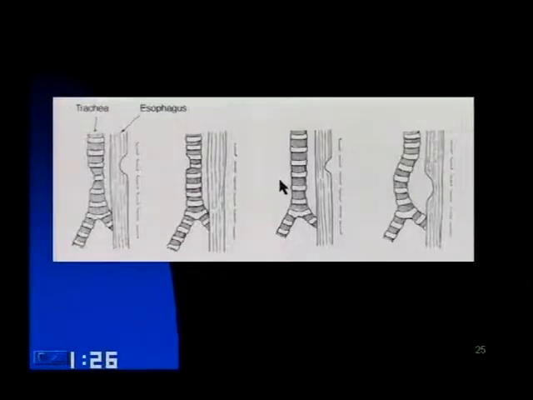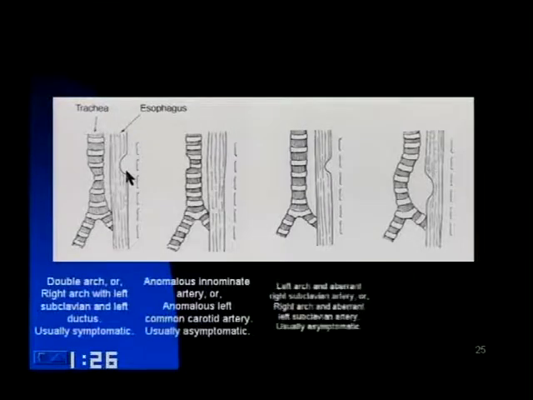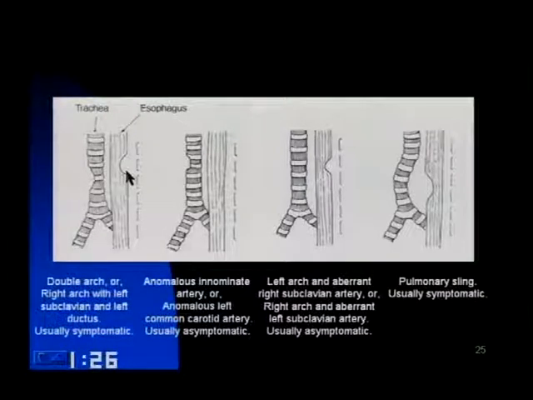A diagram here tends to drive a lot of folks nuts because you have to try to remember exactly what's happening and where. So we're looking at a lateral projection. Here's the spine, the esophagus, and the trachea. Posterior indentation on the esophagus, anterior impression upon the trachea. And this is a double arch or a right arch with the left subclavian and left ductus, which is usually symptomatic.